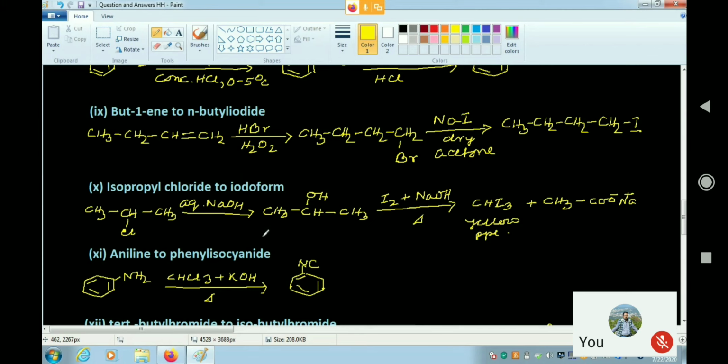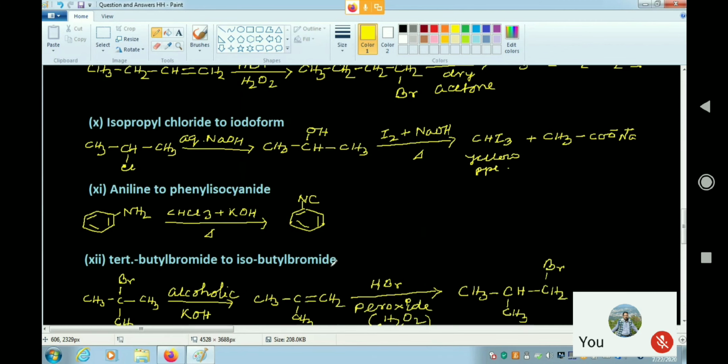The next one is aniline to phenyl isocyanide. This simple reaction is the carbylamine reaction. It is a carbylamine test also for the identification of primary amine. This aniline is a primary amine. When treated with chloroform in presence of alkali and heated, phenyl isocyanide is formed, which has a characteristic bad smell by which it is identified.